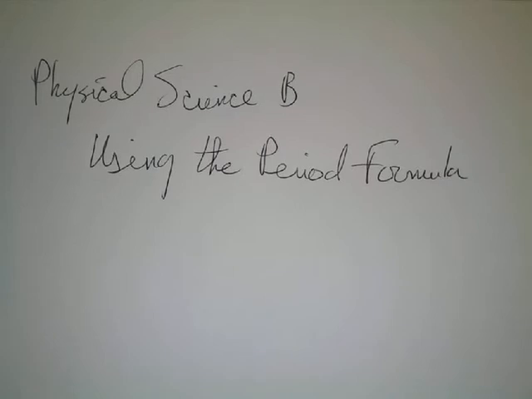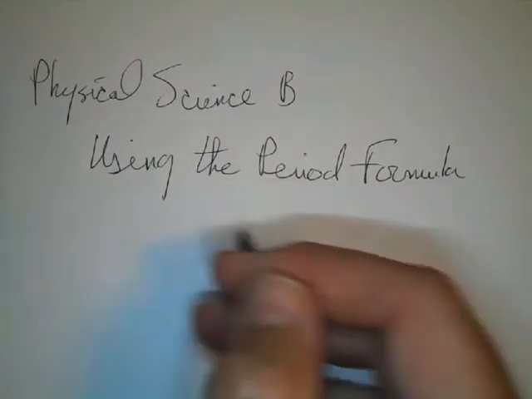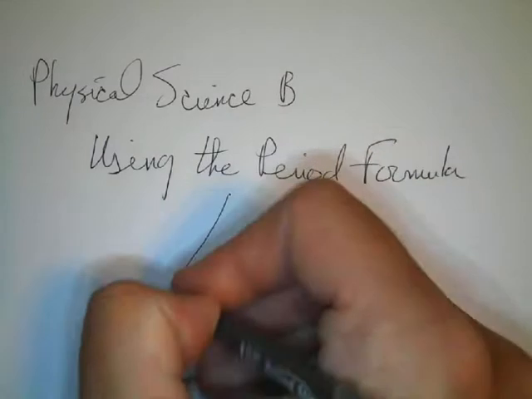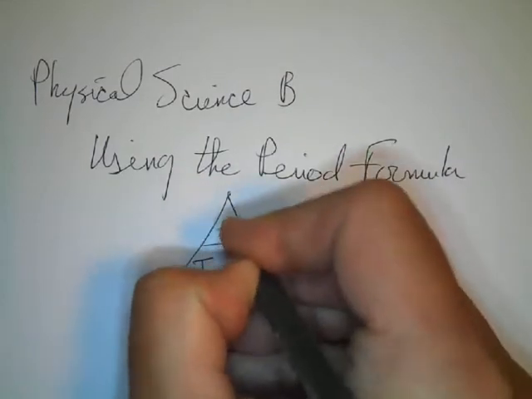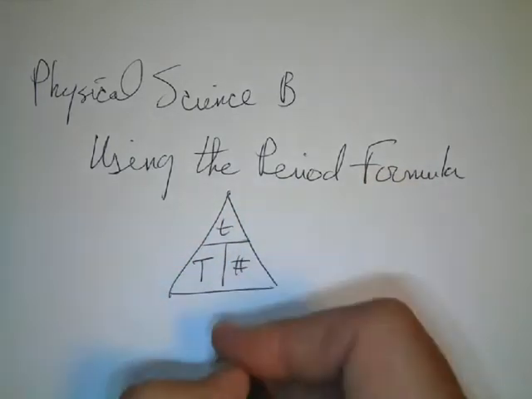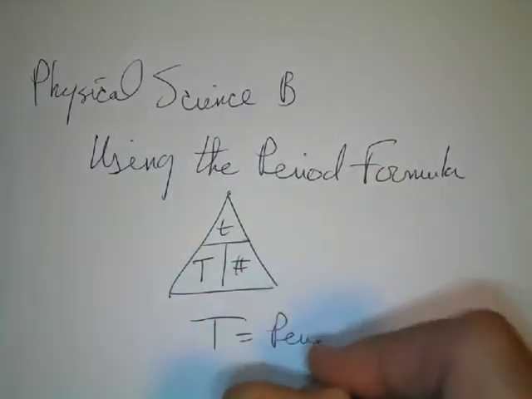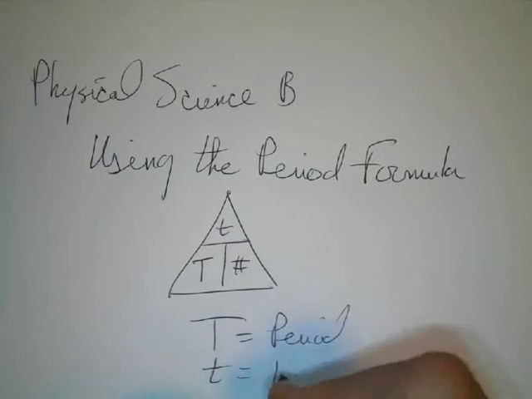This time around we're showing you some examples of how to use the period formula. As a reminder, the period formula looks like this, where big T is equal to the period, little t equals the time, and the number equals the number of waves.